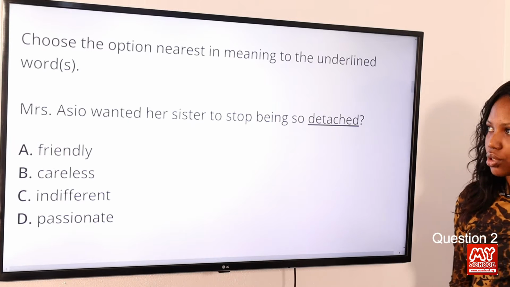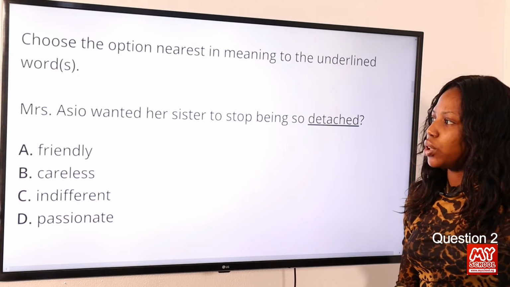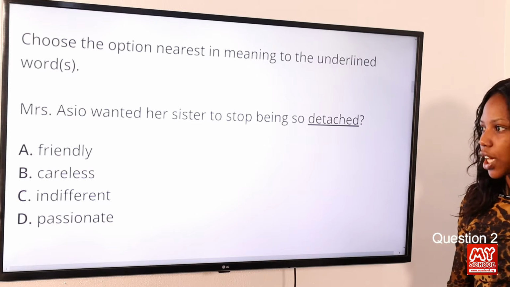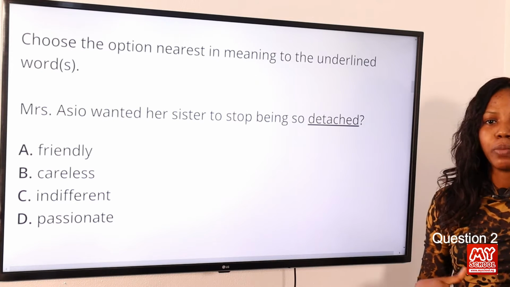Question 2. Choose the option nearest in meaning to the underlined word. Mrs. Asio wanted her sister to stop being so detached. Option A, friendly. Option B, careless. Option C, indifferent. Option D, passionate.